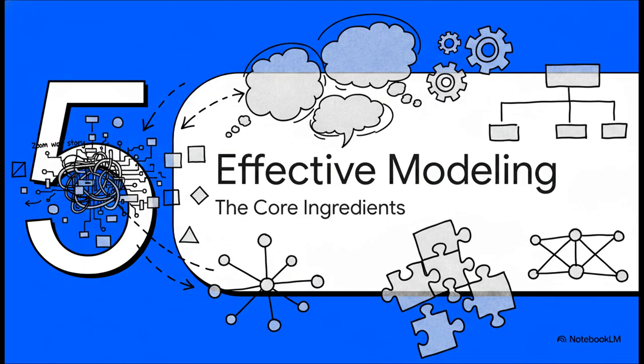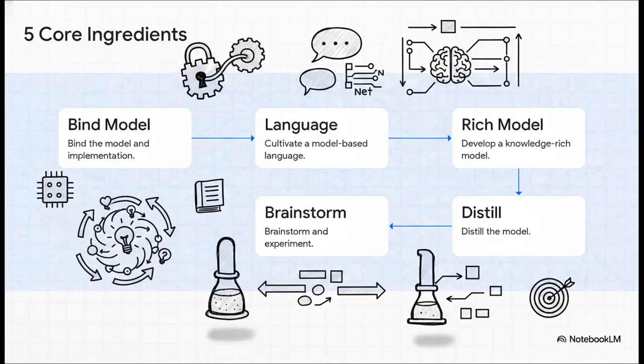Section 5. Ingredients of effective modeling. If we zoom out from that specific PCB war story for a second, Eric Evans outlines 5 core ingredients for effective modeling. Number 1, bind the model and implementation, just like we did with our prototype. 2, cultivate a model-based language, so no more generic boxes, we use their terms, like pins and nets.